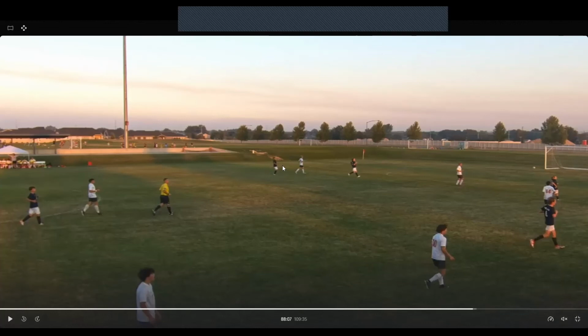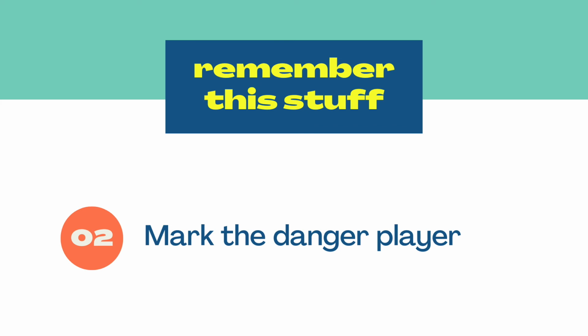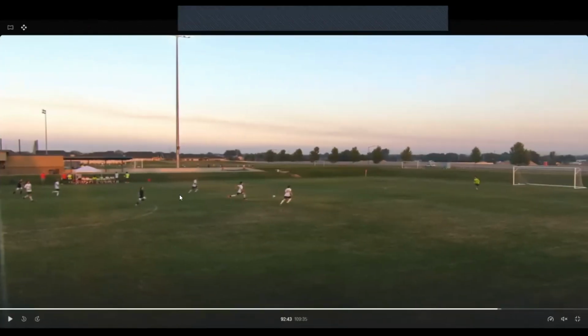It's a judgment call, right? That's what you have to do. Find the most dangerous player and mark him. Here, the ball has been played through by the blue player. He's not going to catch it. It's going to go back to the goalkeeper. The goalkeeper is going to clear it out.